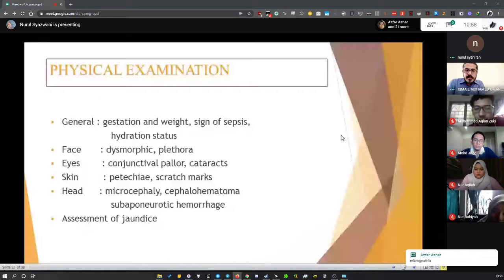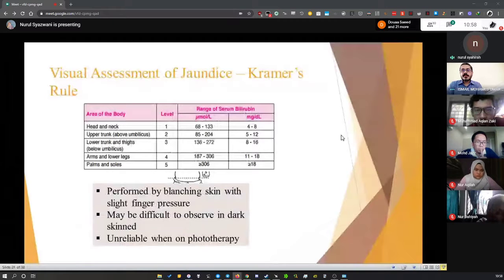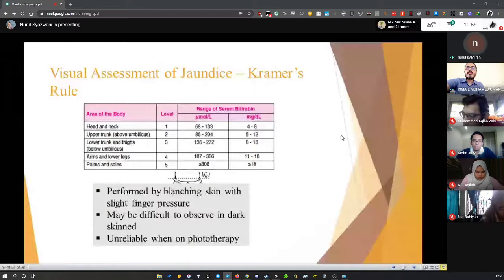Okay. So this one is the visual assessment for jaundice. We use Kramer's rule, in which we look at the area of the body with yellowish discoloration, and then there's a range of bilirubin. We can perform it by blanching the skin with slight finger pressure. However, in a baby with dark skin, it may be difficult to observe. This assessment is also unreliable when on phototherapy.